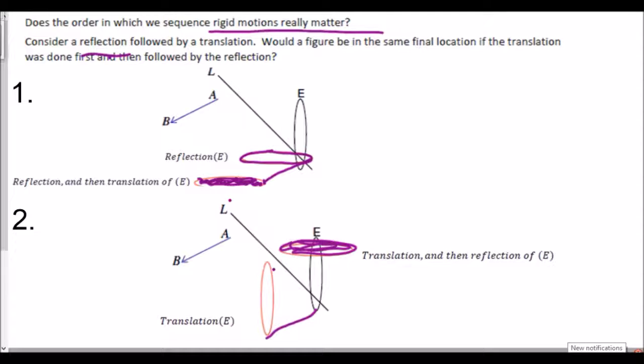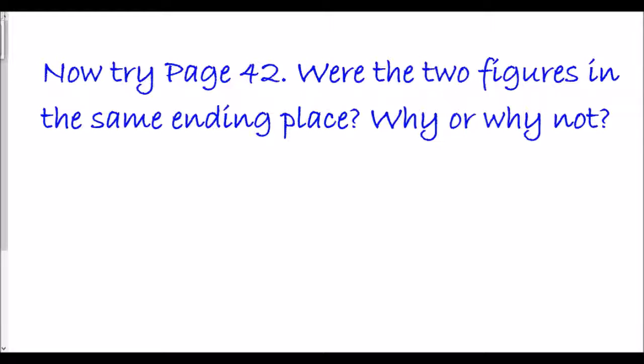Is it going to matter all of the time? No. But because it does some of the time, we just proved that it can matter. It does not end up in the same spot. So you'll always want to follow the order that it gives you. Okay? Keeping that in mind, I want you to try page 42. Were the two figures in the same ending place? Why or why not? That's the explanation I want you to have. Were they in the same ending spot when you translated and reflected as when you reflected and translated? And why? We just went over that. So go ahead and pause here and try that for me, please.